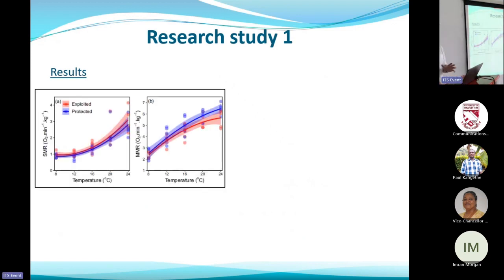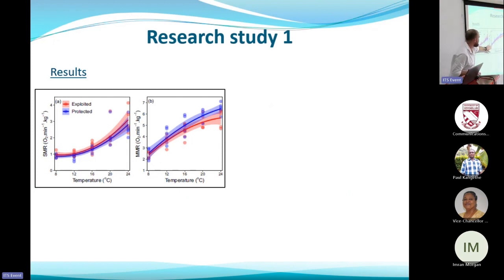So we're going to look at the results. Each point is an individual fish. The blue points are individuals from the protected marine reserve, and the red points are individuals from the nearby exploited area. This is the pattern for basal metabolism, standard metabolic rate, with temperature. Fish are ectotherms. As things warm, they need more energy to stay alive.